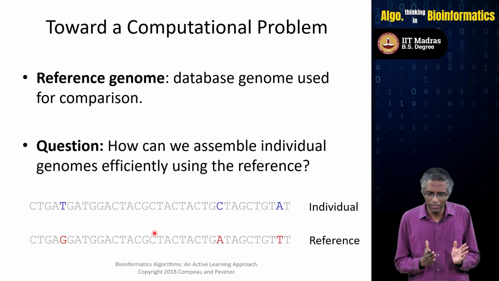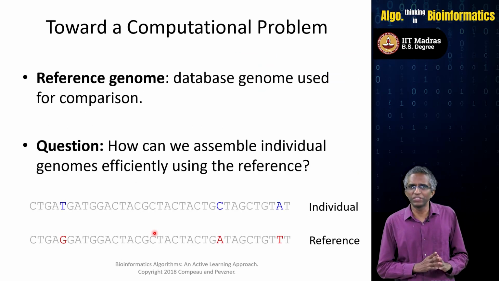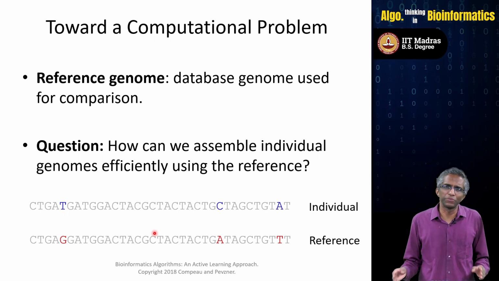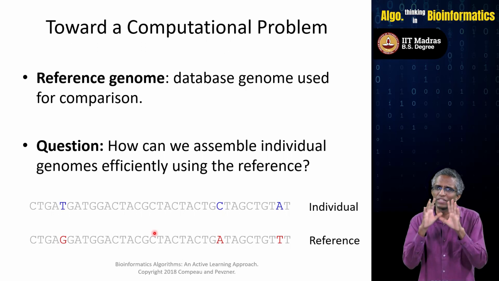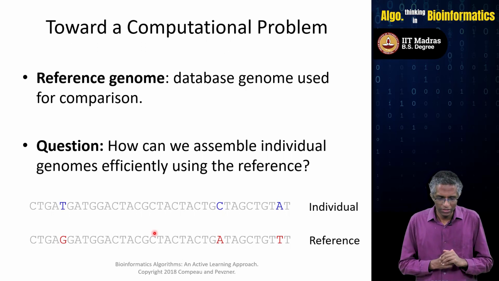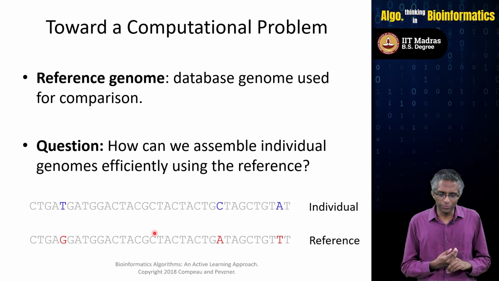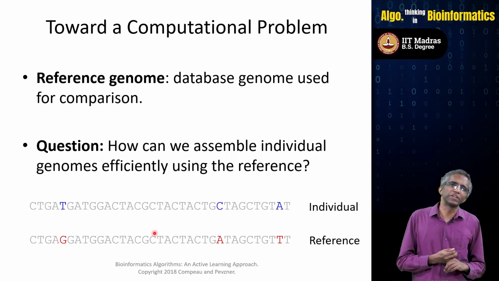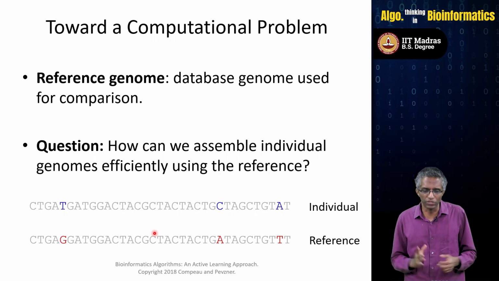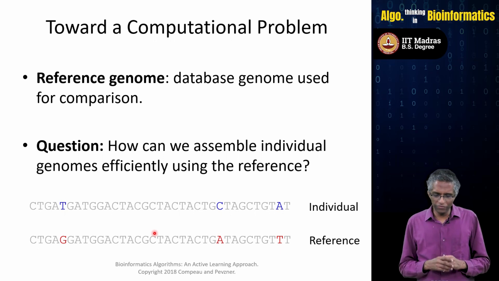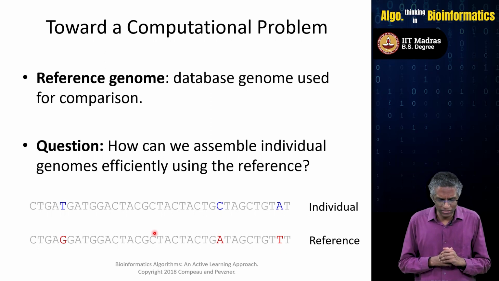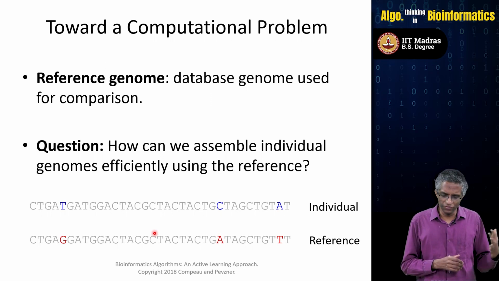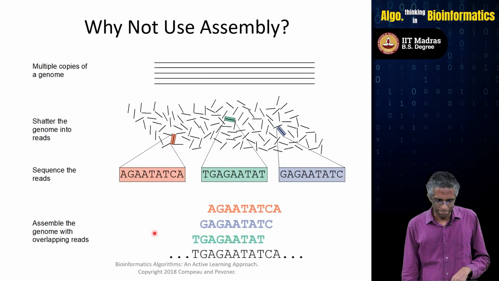So having re-emphasized that motivation, let's now formulate our computational problem that we have already formulated somewhat, but let's make it a bit more concrete, okay? So we have the reference genome, which is the database genome used for comparison, okay? This is the 90s genome, a very high quality genome. And then how can we assemble these individual genomes efficiently using the reference rather than starting from scratch, all right?